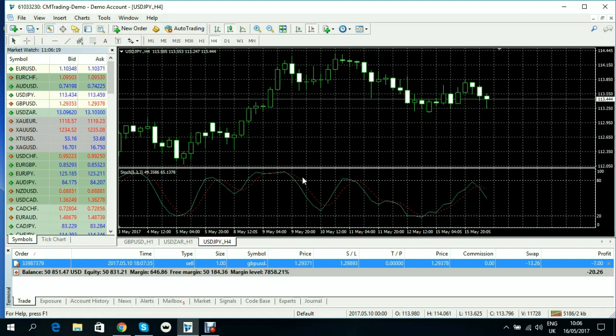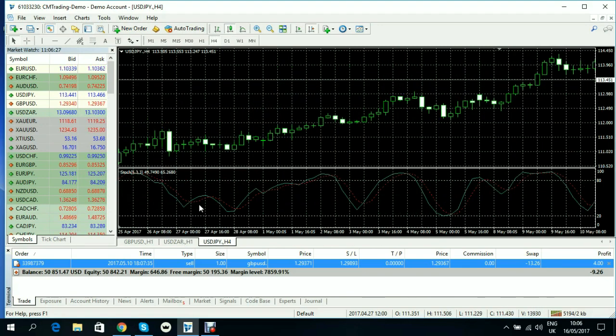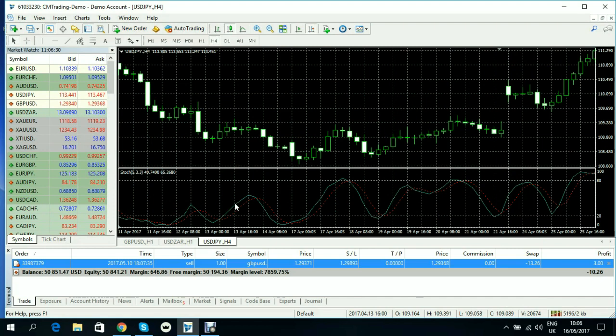And on the other hand, when the moving average lines, for example here, are below 20, this is the 20, you can see that here the moving average lines are below 20. It means that the market is oversold, and we should start to look to buy.